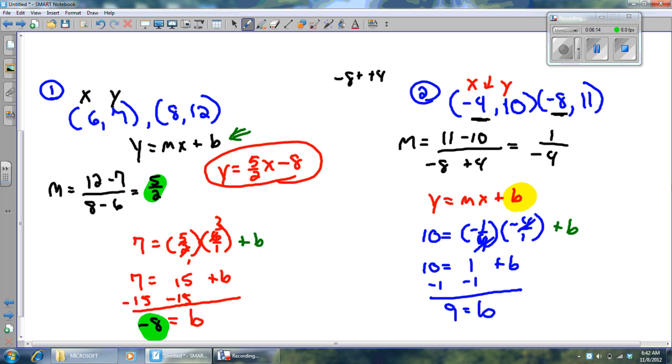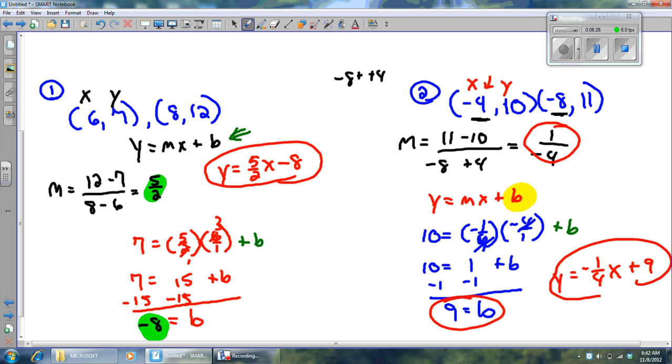I have my slope, which is here. I have my y-intercept. My equation is y equals negative 1/4 x plus 9, and there you go.